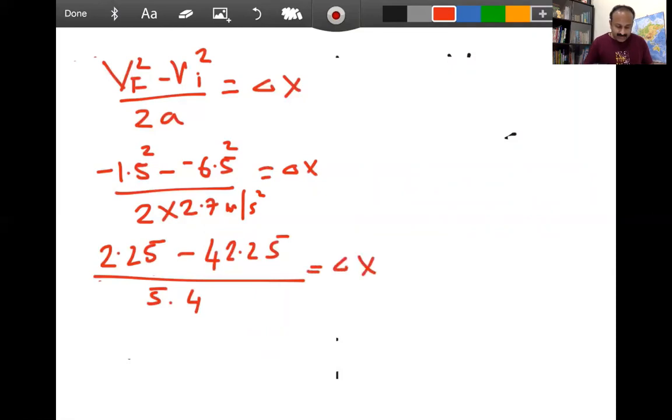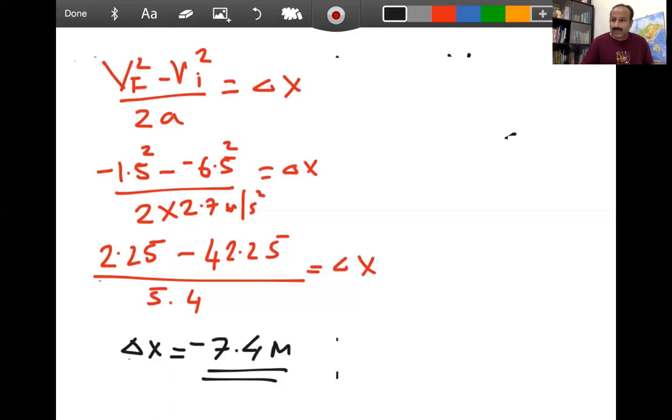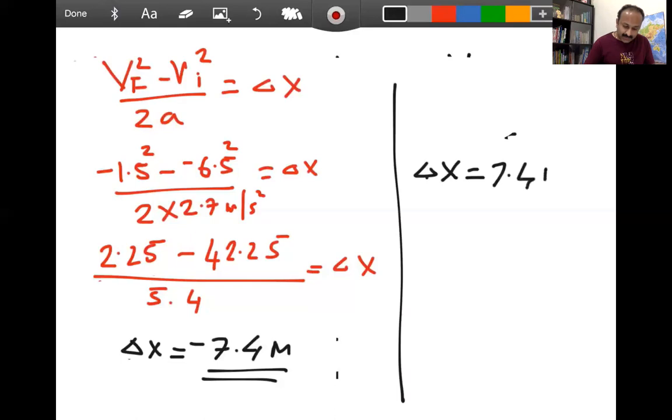So just solve it. 2.25 minus 42.25 divided by 5.4. So your final answer is minus 7.4. So the value of delta x is equal to minus 7.4 meters. Why is it minus? Because the object was moving to the west. Okay, but in this question they are asking how far. So they are not asking the displacement, they are just asking the distance. So there's no need to put the minus sign. So the magnitude of that one is simply 7.4 meters. Okay.